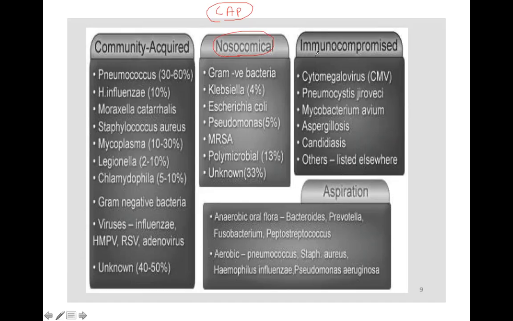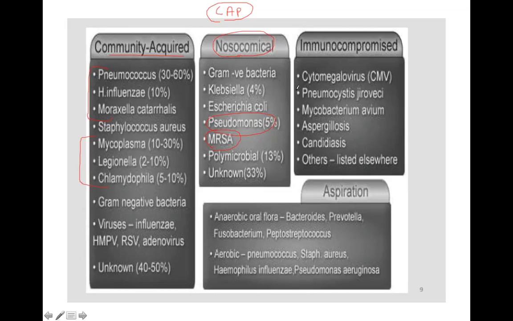We have hospital acquired pneumonias. In that case Pseudomonas is the most common, and also methicillin resistant Staph aureus. These are the most common organisms in hospital acquired pneumonia. Pseudomonas does not come in community acquired pneumonia. As you can see, in community acquired pneumonia we have typical and atypical: pneumococcus, H influenzae, Moraxella are the typical, and Mycoplasma, Legionella, Chlamydia are atypical. But Pseudomonas does not come in community acquired pneumonia. This is just hospital acquired infection.